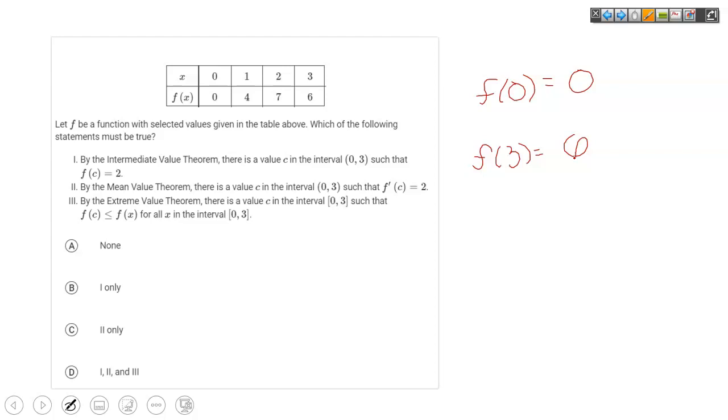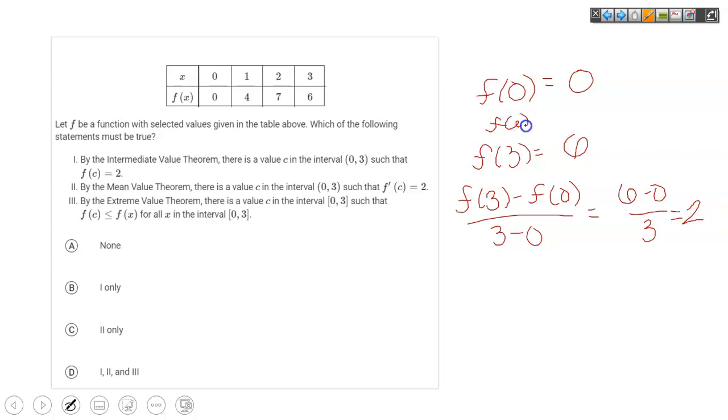By the Mean Value Theorem, there is a value c in the interval such that f prime of c equals 2. So again, f of 3 minus f of 0 over 3 minus 0. By EVT, there is a value c such that f of c is less than or equal to f of x for all x in the interval.